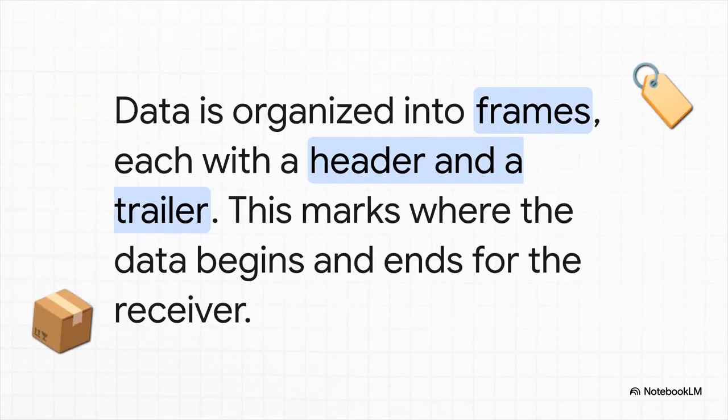Let's break them down. Okay, first up, framing. You know, this is kind of like putting a letter in a very specific envelope. The data link layer grabs the data from the layer above it and wraps it up, putting a header on the front and a trailer on the back. This whole package is called a frame, and that frame makes it super clear to the receiver, hey, this is the start of the message, and okay, this is the end. It creates these nice, neat, manageable chunks.